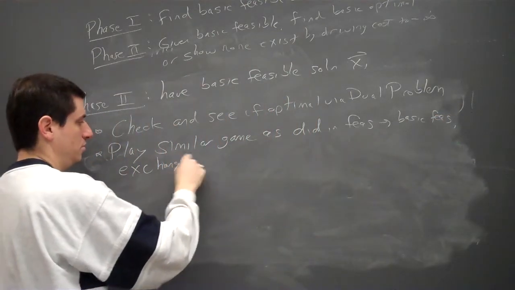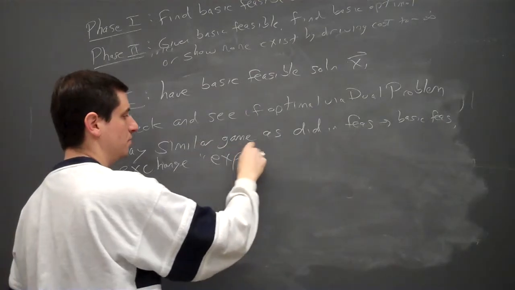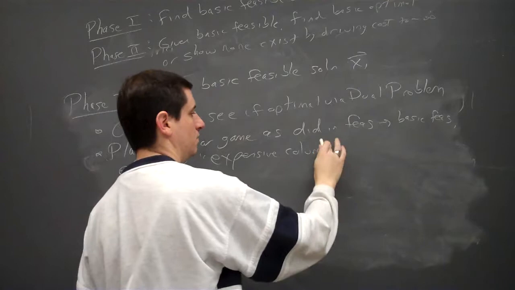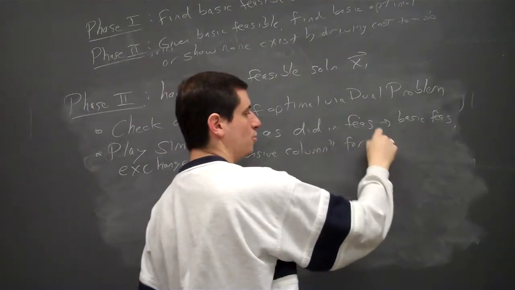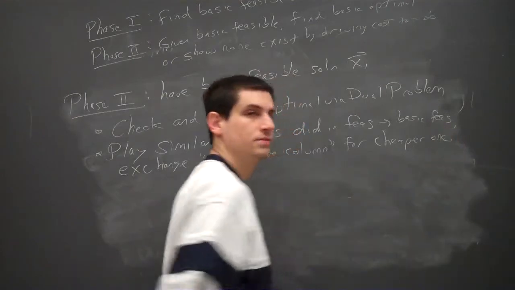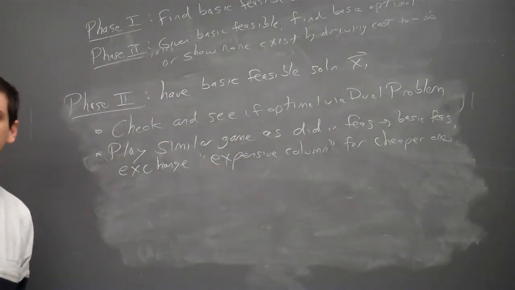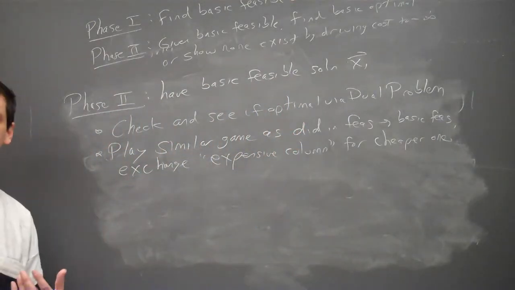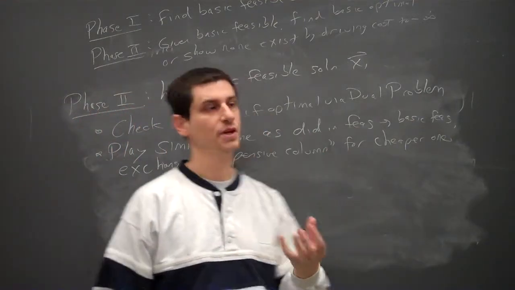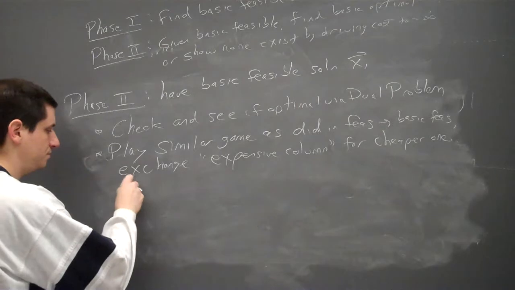Exchange an expensive column for a cheaper one. I'm not going to go through all the details of the algebra, but you're going to have again the same notion of a time dial.